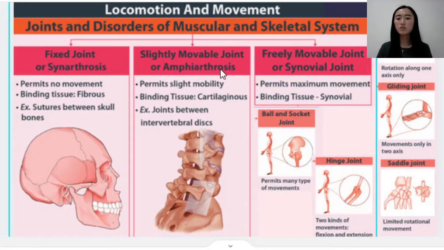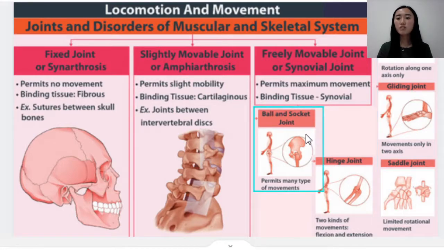For slightly movable joint, it permits slight mobility and the binding tissue is cartilaginous. For example, joints between the intervertebral discs. For the freely movable joint, it permits the maximum movement of our body, and the binding tissue is synovial.